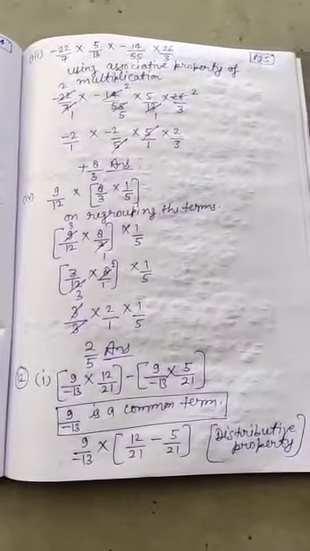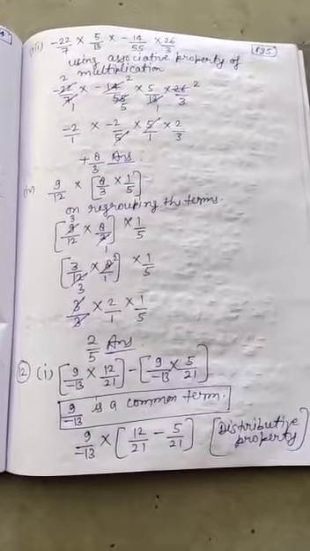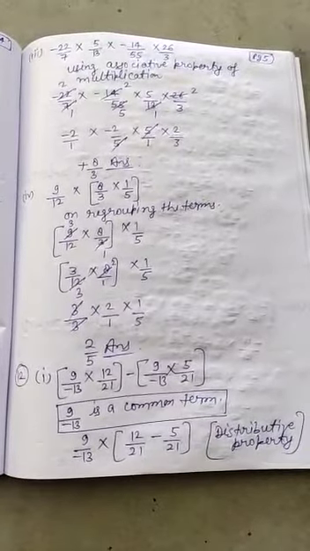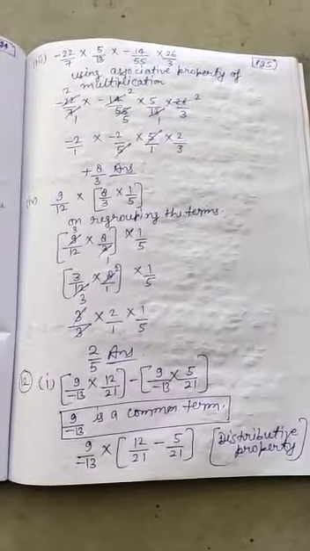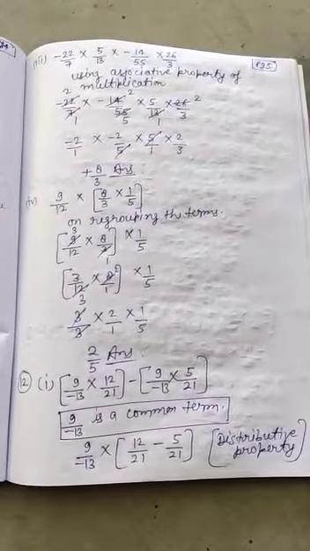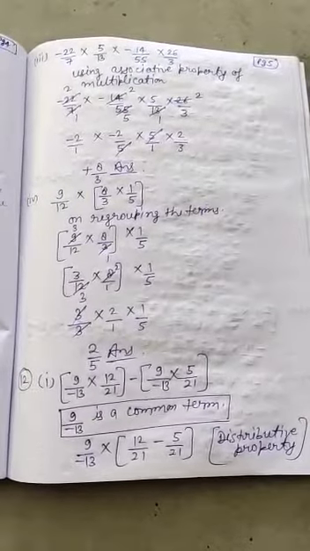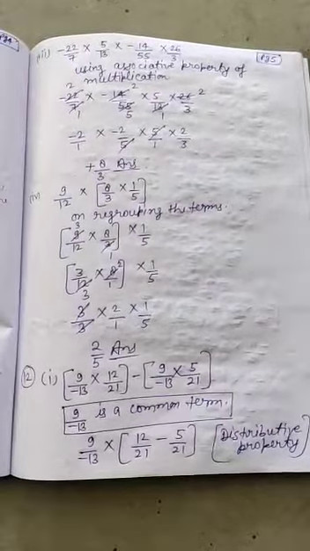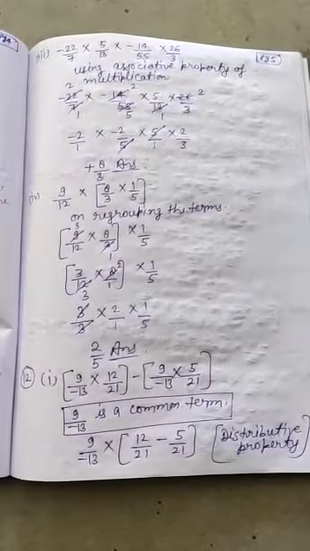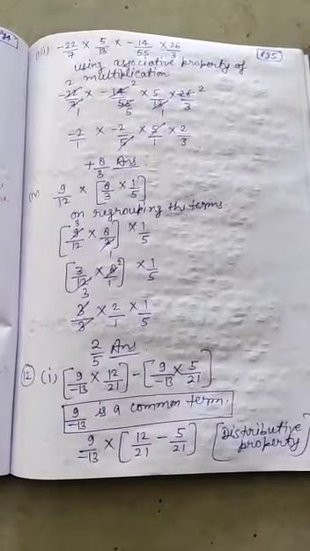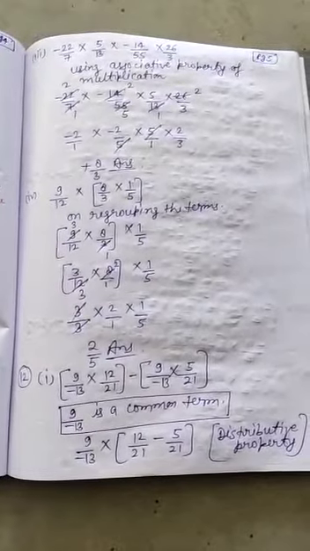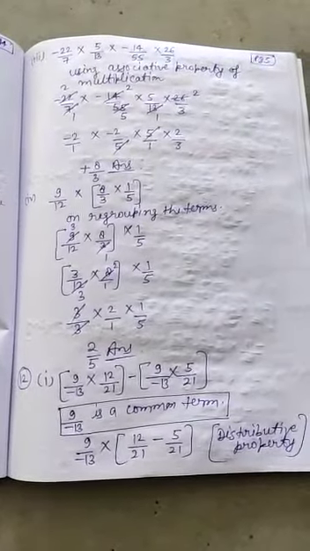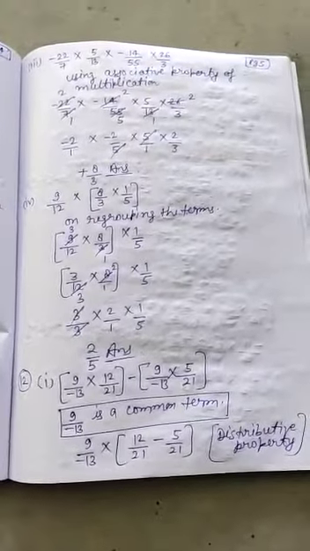Now you can see question number 12, 9 upon minus 13 into 12 upon 21 minus 9 upon minus 13 into 5 upon 21. You can see in the first bracket and in the second bracket we have a common rational number 9 upon 13. That's why we can take 9 upon minus 13 as common. When we take 9 upon 13 as common, then in the first bracket 12 upon 21 and in the second bracket 5 upon 21 will be left.